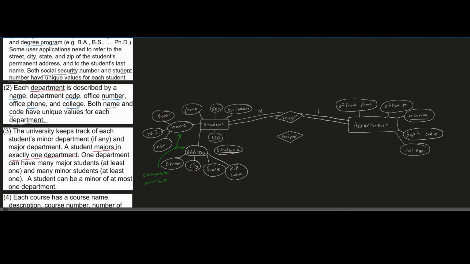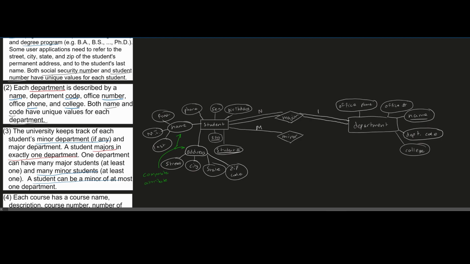Next we have our minor, and for the minor, the university keeps track of the student's minor department, if any, so that means they don't have to minor. That'll be an important part when we make the entity relationship here. And the department can have many minor students, just like the previous one. A student can be a minor of at most one department. After reading this, the student doesn't have to take a minor. So that means we're going to just draw this line right here. We have many students, so it'll be like this.